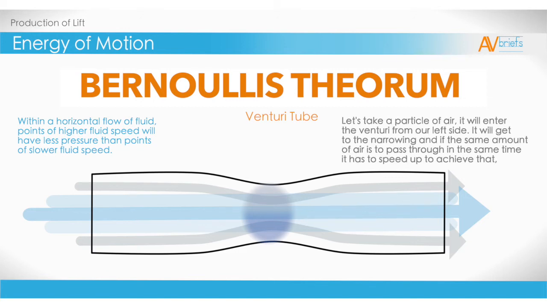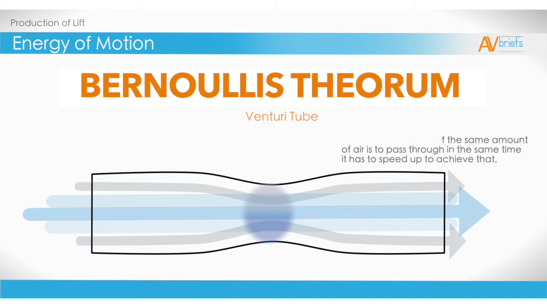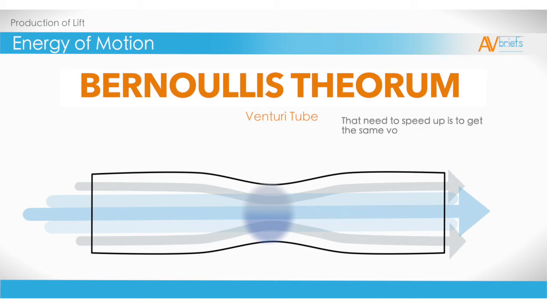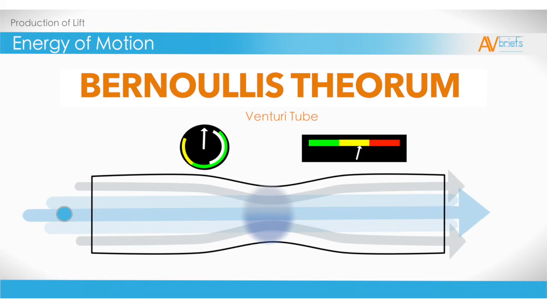Let's take a particle, a molecule, same thing, of air. It will enter the venturi from our left side. It will get to the narrowing in the middle. If it is to pass through the narrowed middle with the same amount of air as when in the left side, it will need to speed up to achieve this. Remember, that need for the air to speed up is to get the same volume of air through the smaller middle as went through the opening.